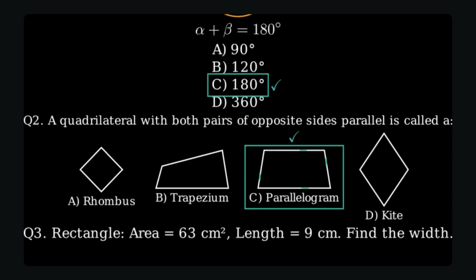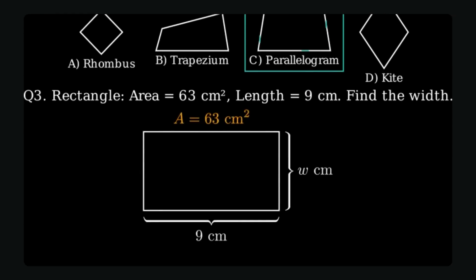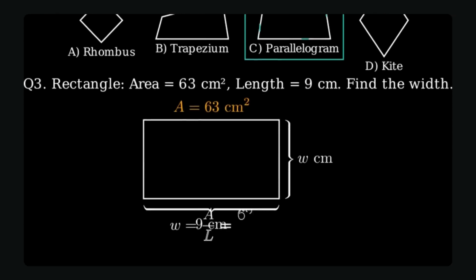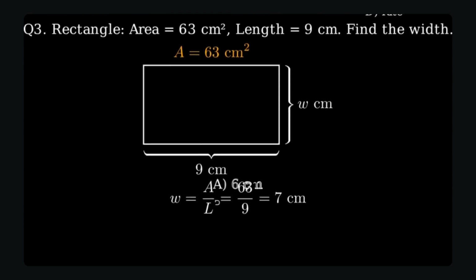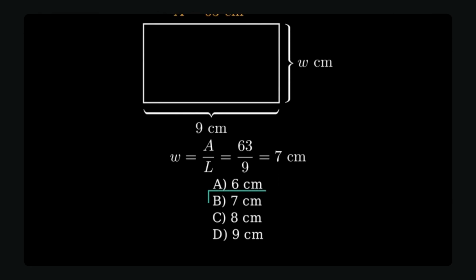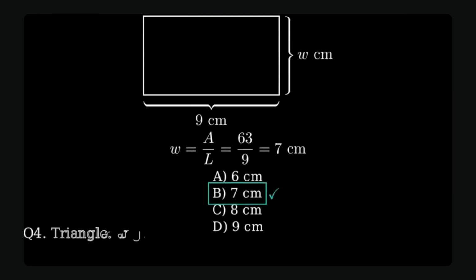Question 3. The area of a rectangle is 63 square centimeters, and the length is 9 centimeters. What is the width? Area equals length times width. So width equals area divided by length. That is 63 divided by 9, which is 7 centimeters. Therefore, the correct choice is B, 7 centimeters.